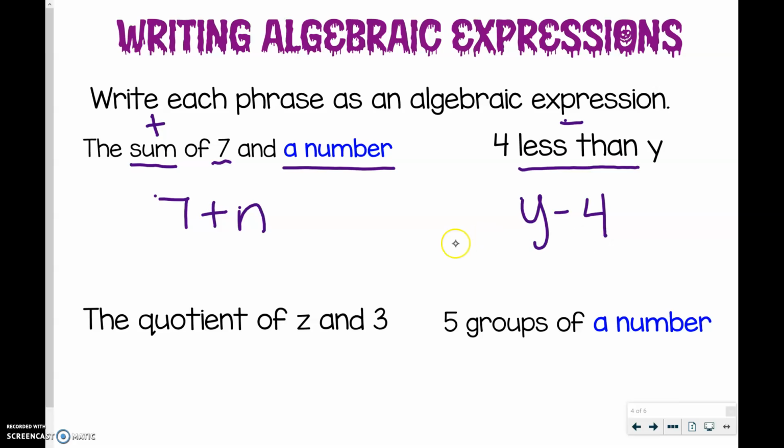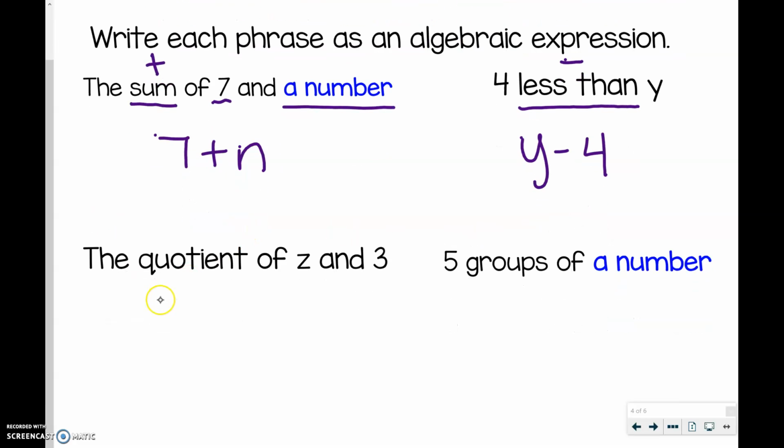All right, let's keep going. If you need to pause, feel free. So I've got the quotient of z and 3. So I know that quotient is a signaling word here, and I remember that is division. Okay, so that means we're dividing z and 3. You can write that 2 different ways. You can write it like this, just z divided by 3. And since it's in that order and we wrote quotient, we can keep it in that order.